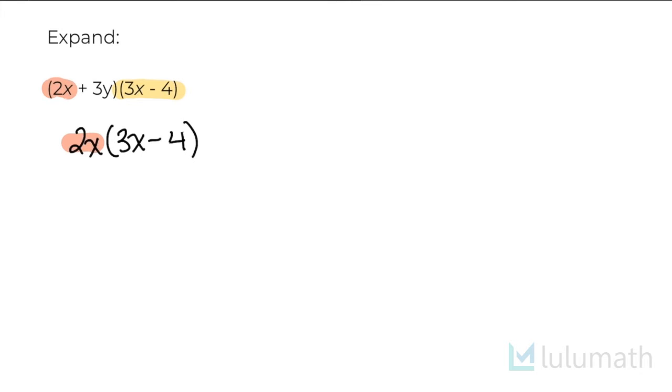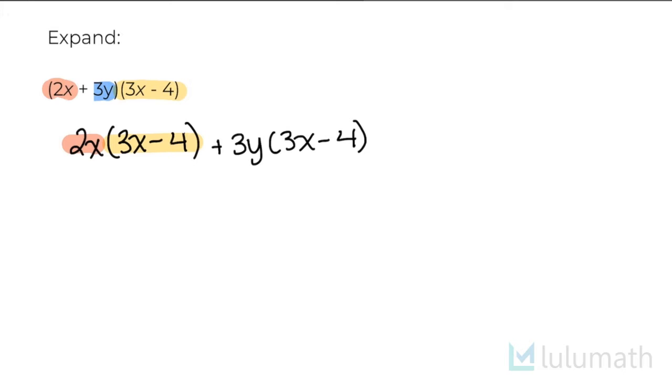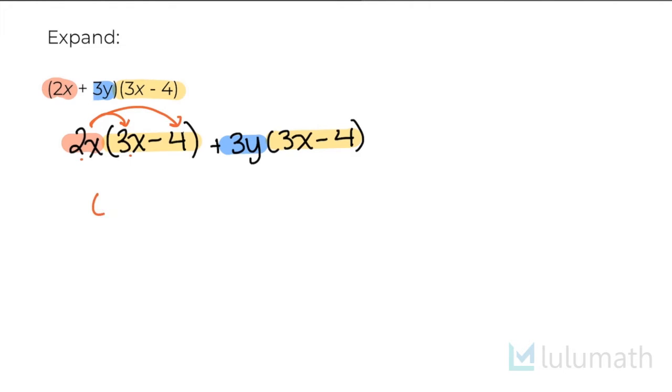So you'll have this 2x being multiplied through to this 3x minus 4. But if you're going to do that with the 2x, you also have to do it with this 3y. So this 3y is going to get distributed through to this 3x minus 4. And there's a very specific reason why I wrote this all out as opposed to just using FOIL. So multiplying this 2x through, I would get 2x times 3x, which is 6x squared. Then I would get 2x times negative 4, which is negative 8x. I'm done distributing the 2x through because my parentheses have closed.